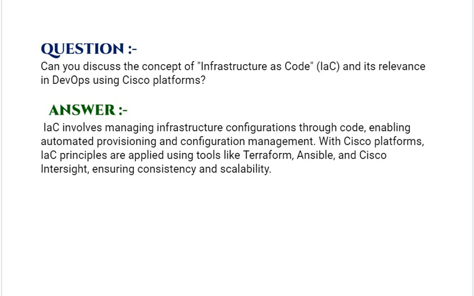Our interview question based on DevOps solutions and practices is, can you discuss the concept of infrastructure as code, IaC, and its relevance in DevOps using Cisco platforms? Your answer should be: IaC involves managing infrastructure configurations through code, enabling automated provisioning and configuration management. With Cisco platforms, IaC principles are applied using tools like Terraform, Ansible, and Cisco Intersight, ensuring consistency and scalability.